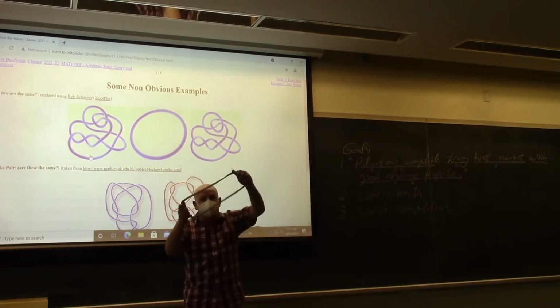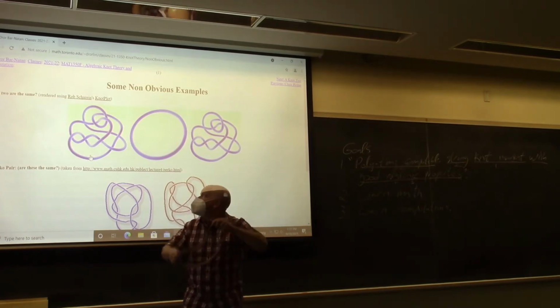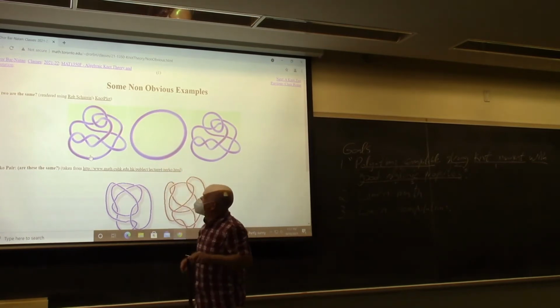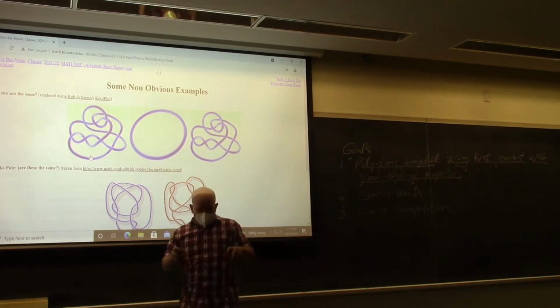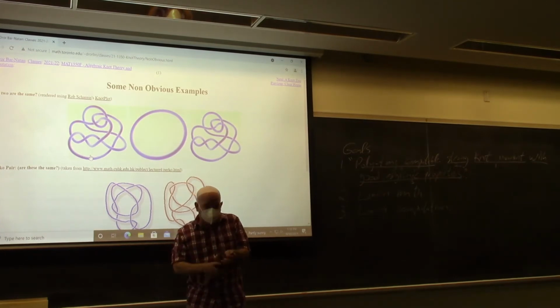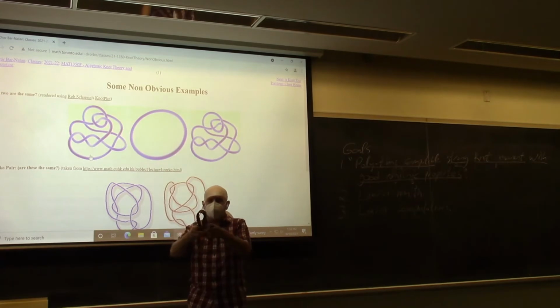So this is a knot. It's called the unknot. It's shown here in the center. There are other knots in the world. For example, this one here, assuming I close it, is the so-called trefoil knot.